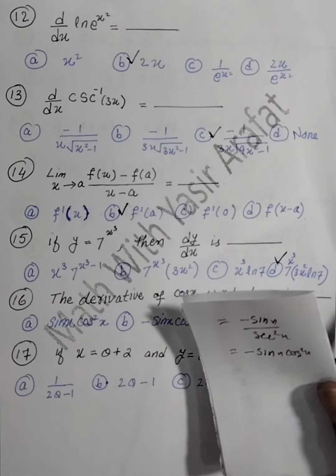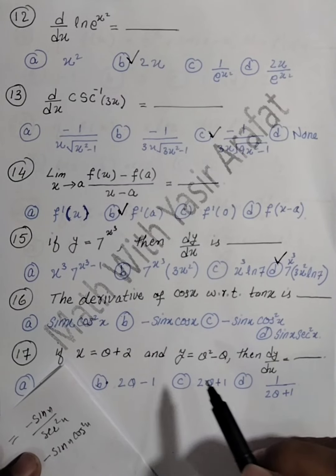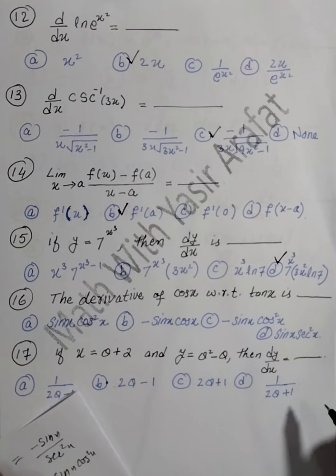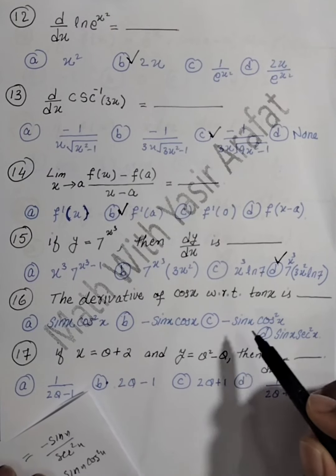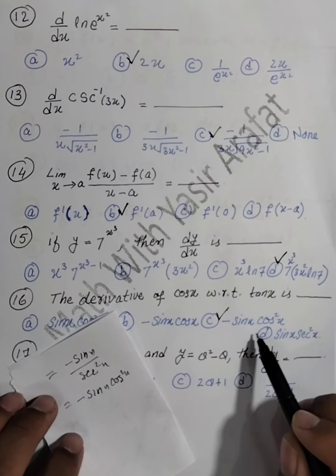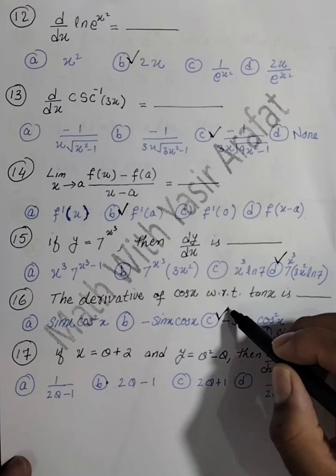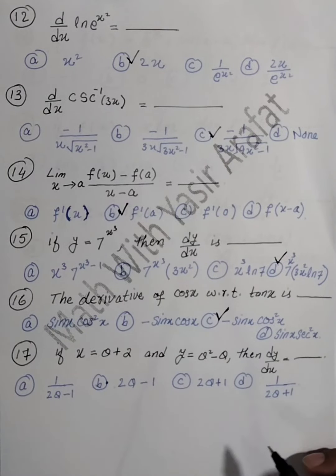So the correct option is minus sin x cos square x. So option C is correct, minus sin x cos square x. So the correct option is C of the 16th MCQ here.